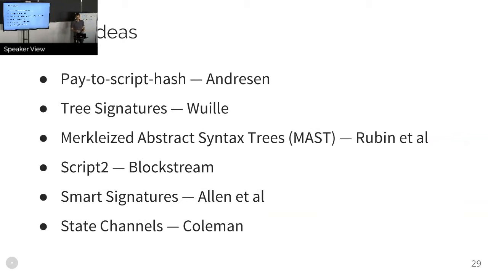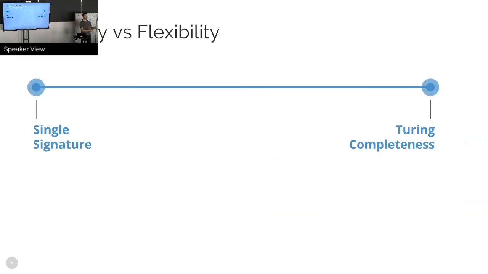But one thing that all of these have in common is they fall on a spectrum between the pure simple single signature system, or maybe multisig system, and the full Turing complete programming environment. Ethereum, for example, has a deterministic programming language that lets you express any kind of cryptography you want because it's Turing complete, and it has a lot of flexibility.